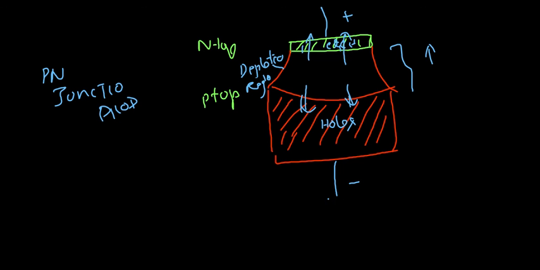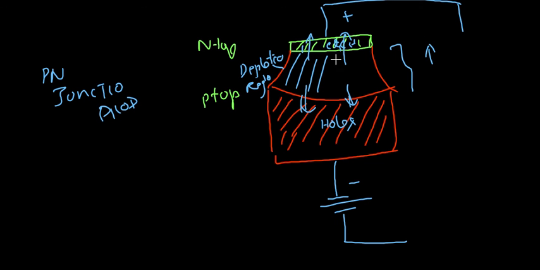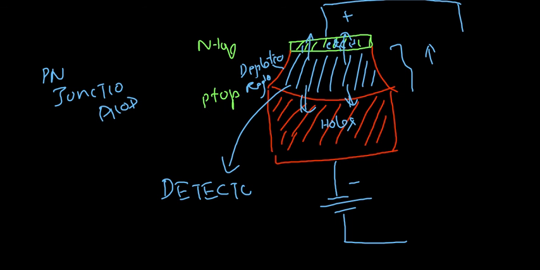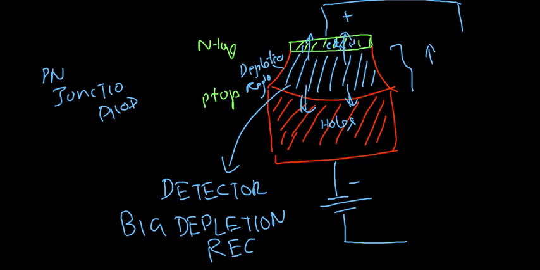So we'll now apply a potential. This is a reverse bias operation. In reverse bias, the depletion region will be very large. Now, for this junction diode to act as a detector, we require a very big depletion region. This is the one that is going to contribute towards our radiation measurement.